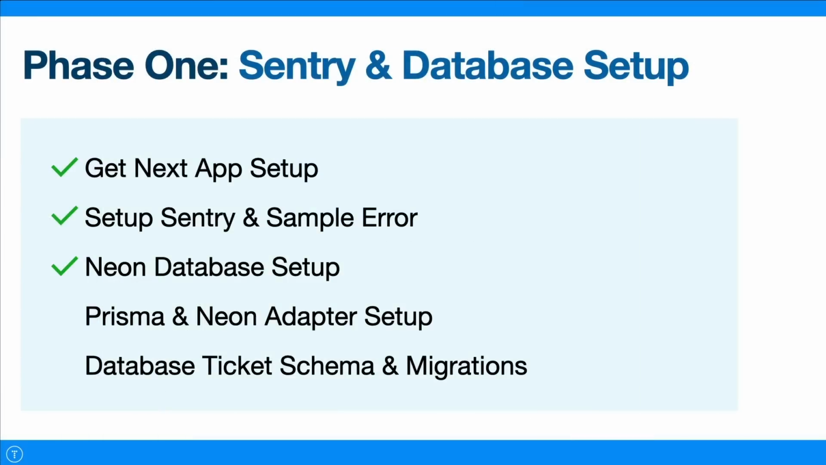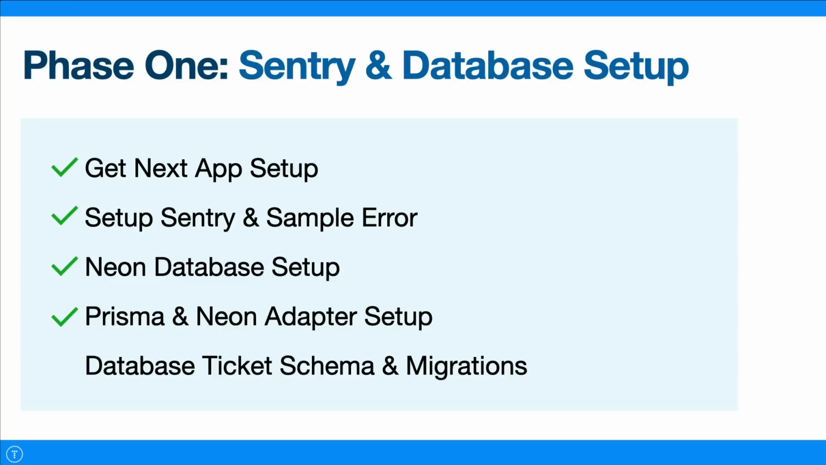Then we're going to set up our Neon database, which is very simple, just a couple clicks. Add the database URL to our environment variables. And then for Prisma and Neon adapter setup, so Prisma is the ORM that we're using. We're going to interact with the database using that. And the Neon adapter, we're going to use that to basically enable us to use Prisma and Neon together.